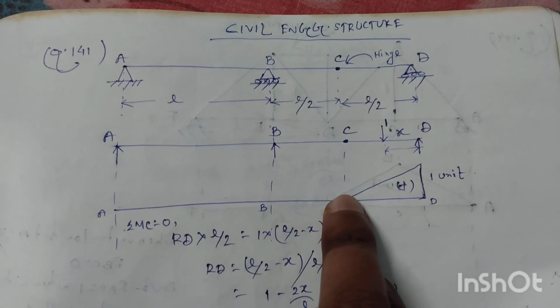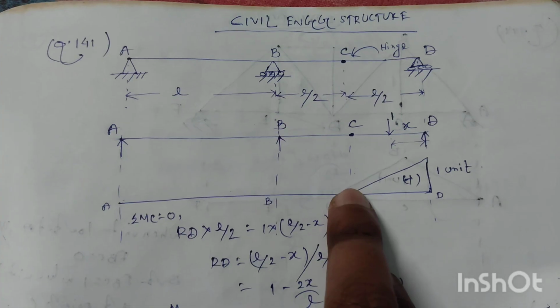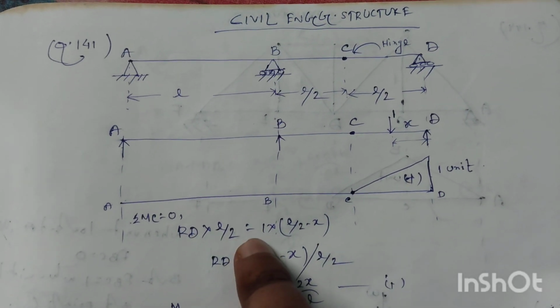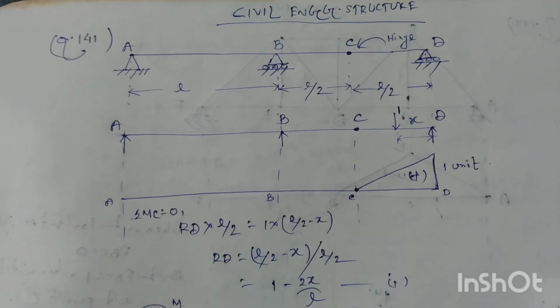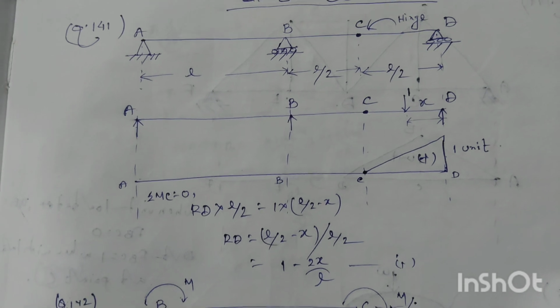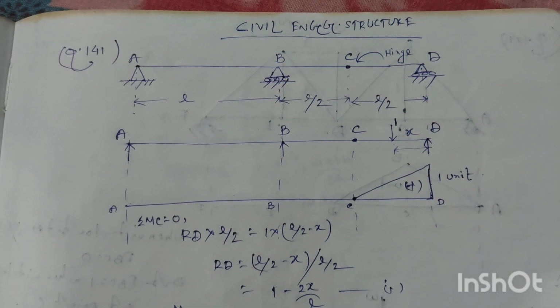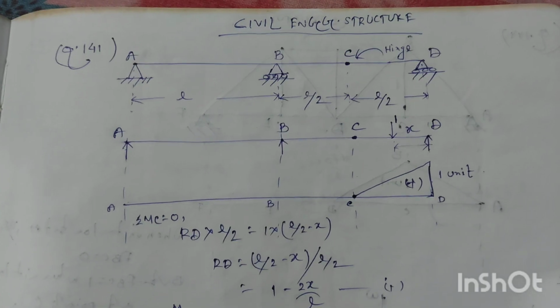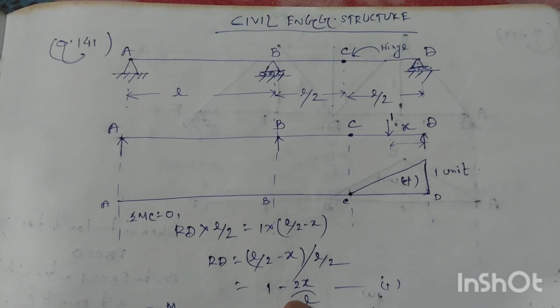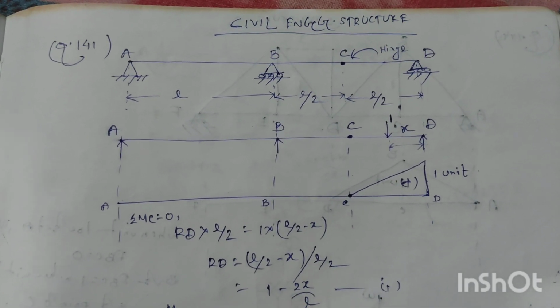So these two moments are opposite to each other, so we can write RD into L by 2 equals 1 into L by 2 minus x, and after simplification RD will be equal to 1 minus 2x by L. We got the equation RD equals 1 minus 2x by L. So as per this equation, the value of RD will change.